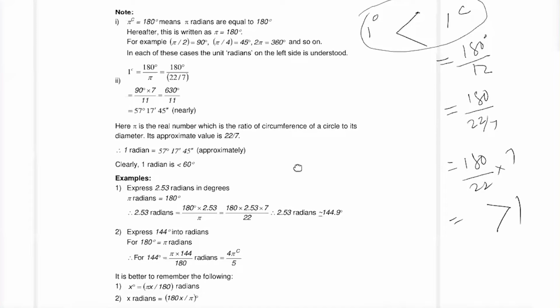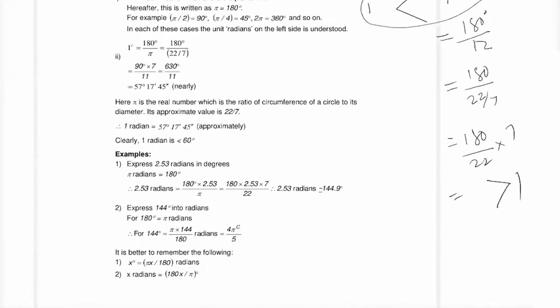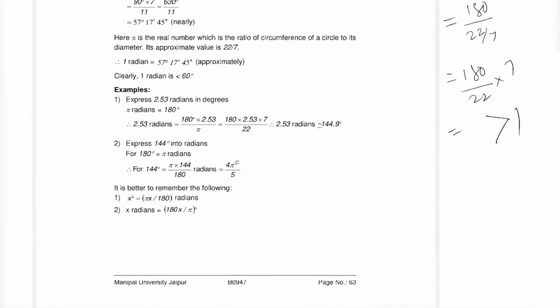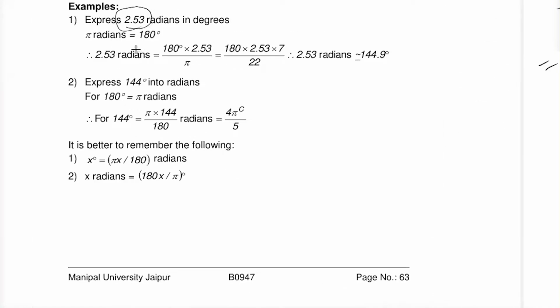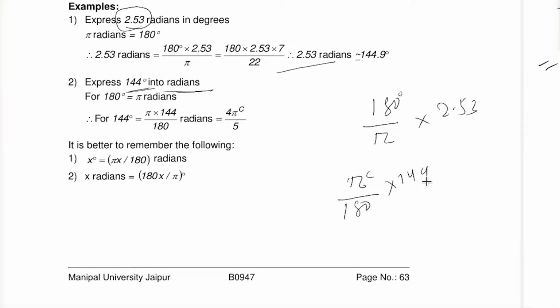Now there are some very easy examples. I will not solve them, just tell you how to solve. Like 2.53 radian, we want to convert into degrees. As I said, if you want degrees, keep 180 degrees at the top and pi at the bottom, and multiply with that value, 2.53, and then we get the answer. For 144 degrees into radians, if you want radians, keep pi at the top and 180 degrees at the bottom, and multiply the value 144.